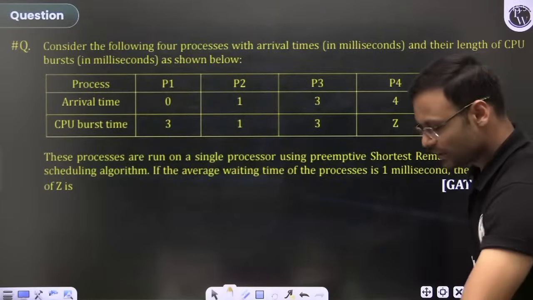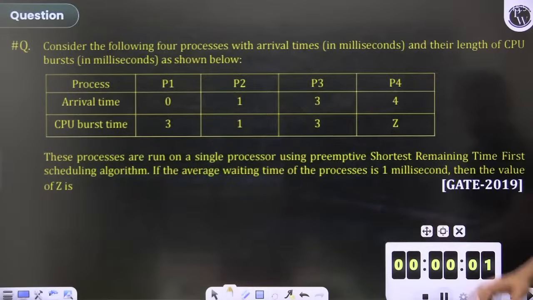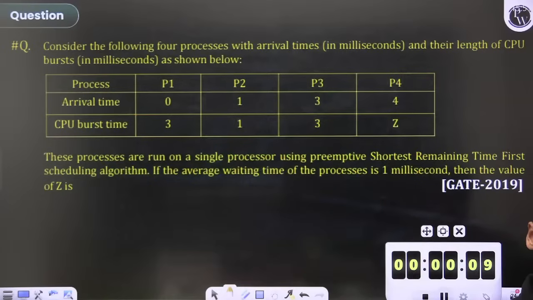Okay, another question. This is one of my favorite questions. Solved it in Parakram batch. Good. Many questions we have solved already, here or somewhere.